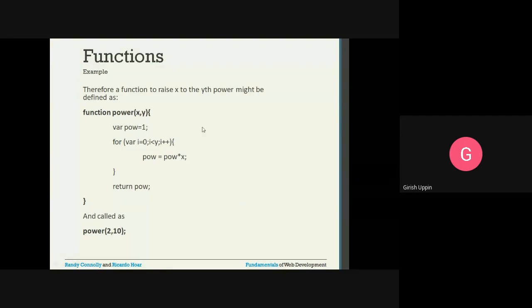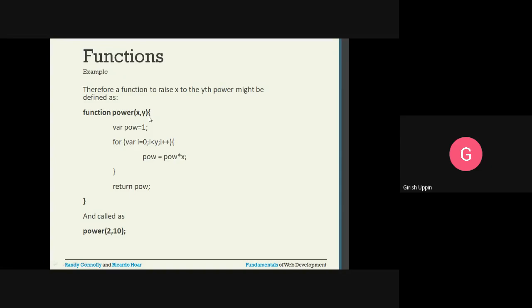So this is the function to raise x to the yth power, which might be defined like this. You will have the keyword function. You need not specify the return value. Then the name of the function, power, and inside the brackets I have the parameters. We need not specify the type: x comma y.